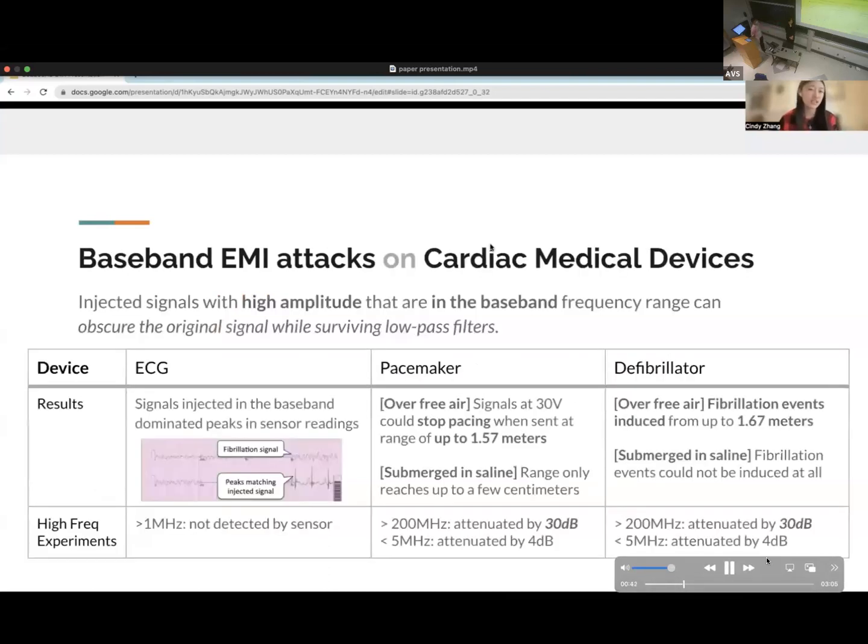The paper tried injecting signals with high amplitude that are in the baseband frequency into three different cardiac medical devices: the ECG, pacemaker, and defibrillator. With the ECG, they successfully injected signals that dominated the peaks in the sensor readings. With pacemaker and defibrillator, they saw success in sending signals over free air, but found it much more difficult to inject signals when the sensor leads were submerged in saline. And again, they also confirmed the hypothesis that high-frequency signals don't really work on medical devices because of the low-pass filters.